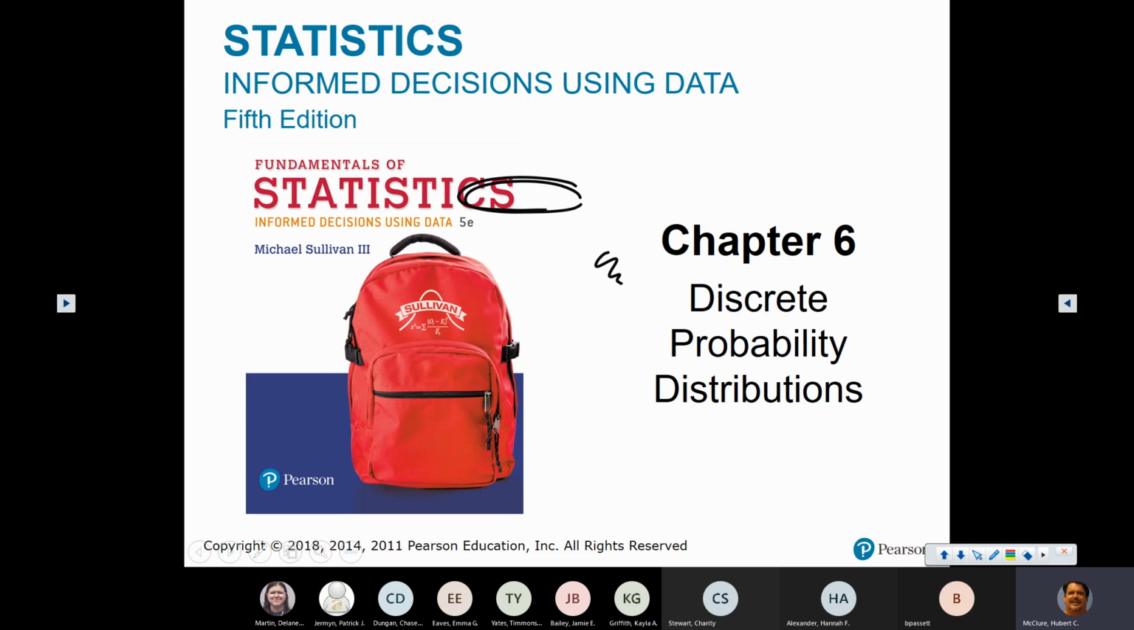When I'm talking about discrete, I'm talking about countable events, such as households, such as the probability of one child.